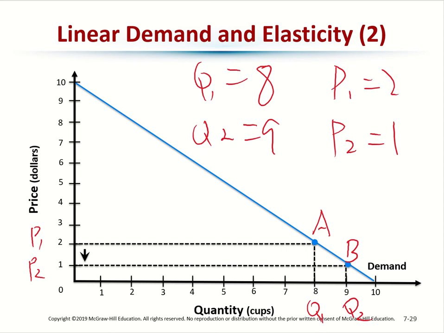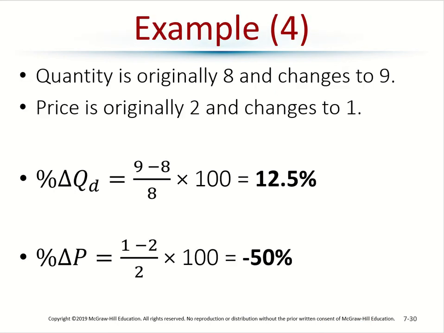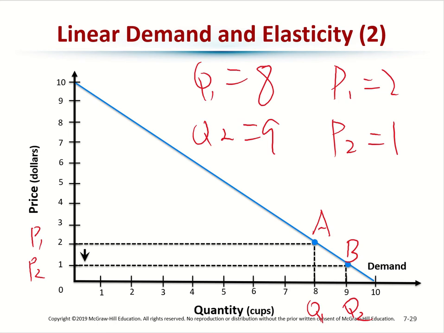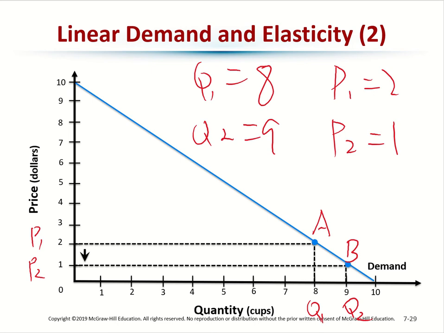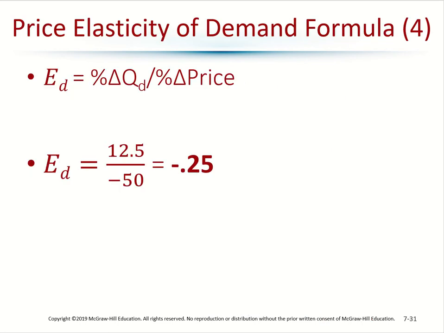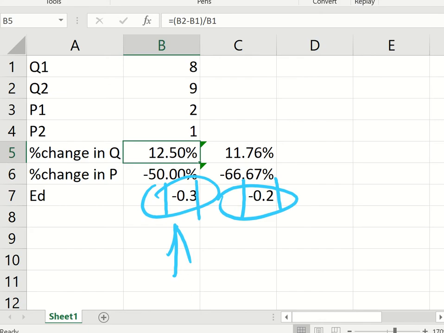All right, let's continue. I think I noticed there's a typo in the PowerPoint. The PowerPoint says 9 minus 8 over 8, okay. And then 2 minus 1 over 2, so that's right. How come their answer is slightly different? Theirs is 0.25, but mine was, oh, okay, this is a rounding difference.